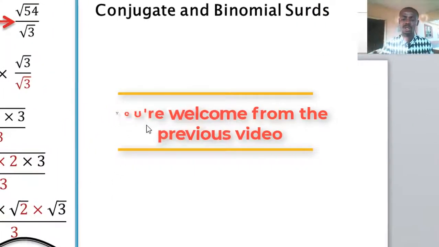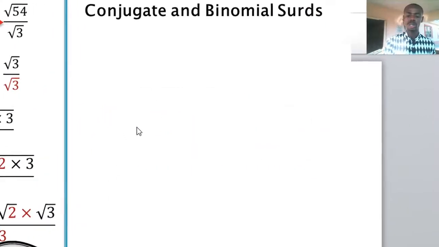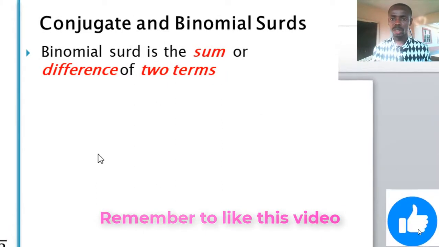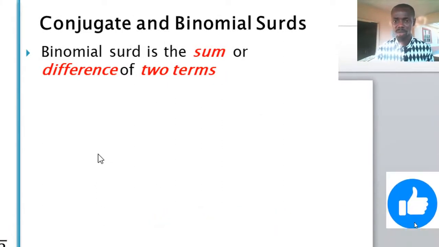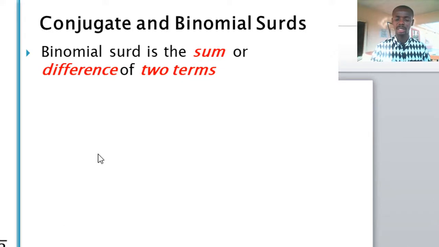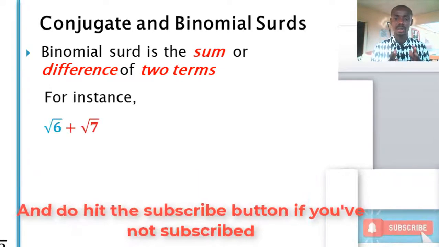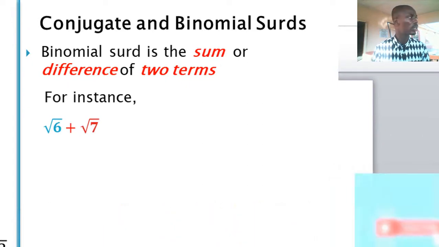Alright, conjugate of binomial surd. So how do we know a binomial surd? A binomial surd is the sum or difference of two terms. Take for instance, we can have root 6 plus root 7, like we have it on the screen. So the addition of root 6 and root 7 is a binomial surd.